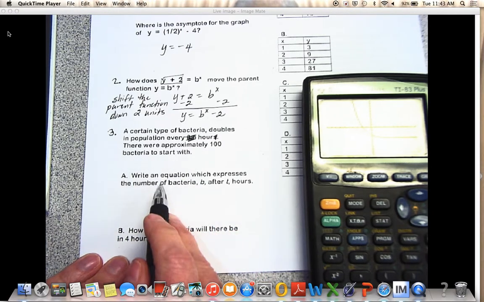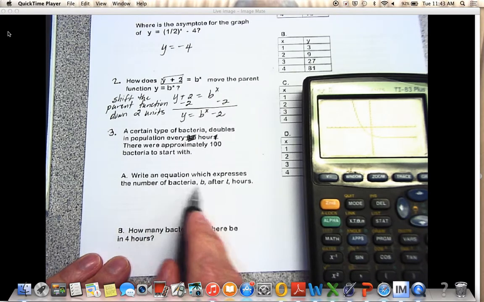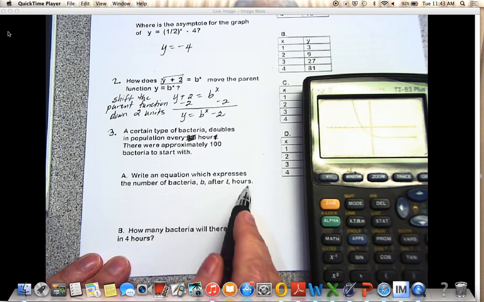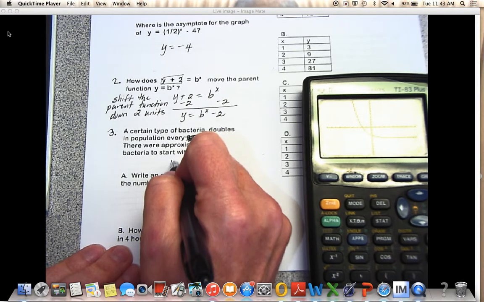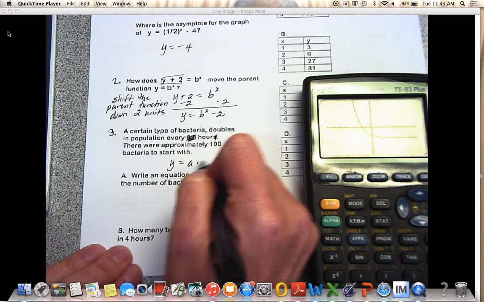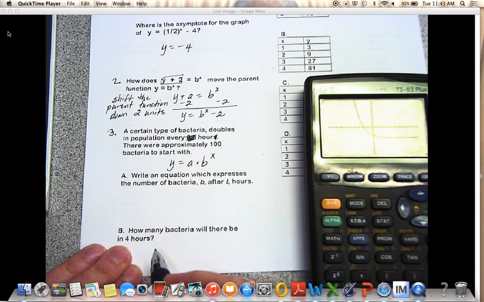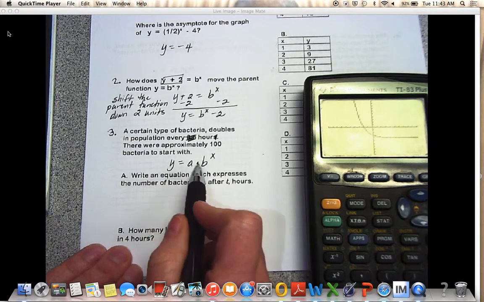The first thing that they want you to do is write an equation which expresses the number of bacteria B after T hours. There's nothing in here about growth or decay. All right, so this is a straightforward exponential equation. You're looking to fill in the A times the B raised to the X. You need to find an A value and a B value.